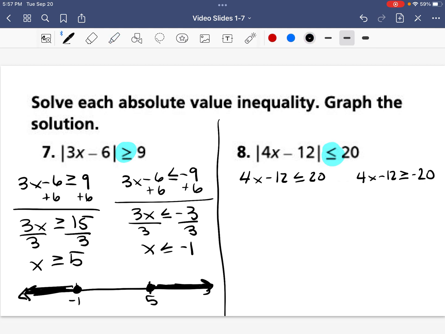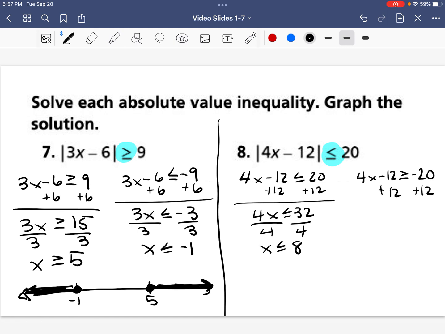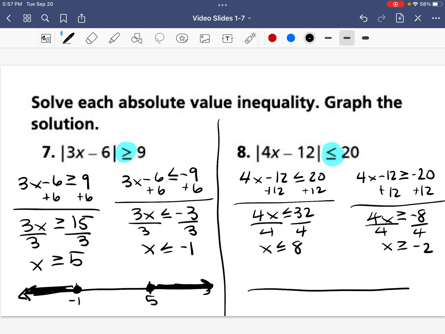So our solution should be bounded by, well, let's find our boundary points first, and then we'll see. So I add 12, so I get 4x less than or equal to 32, divide by 4, so x is less than or equal to 8. Over here, 4x greater than or equal to negative 8, divide by 4, x is greater than or equal to negative 2. So I expect my answers to be between my two boundary points. So here's negative 2, and here's 8.